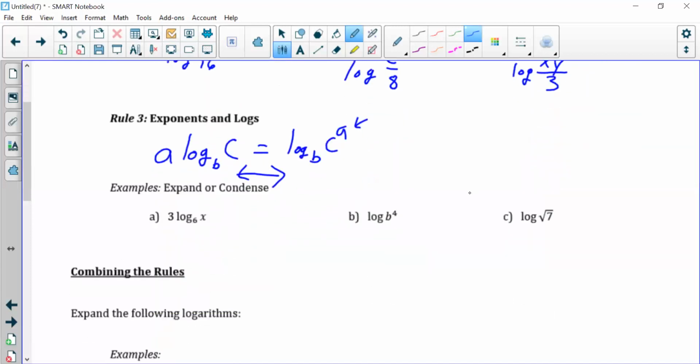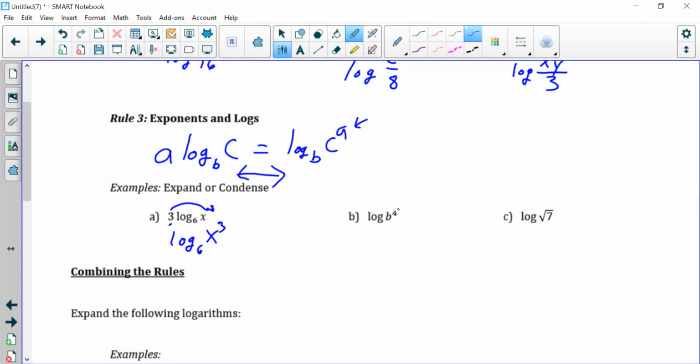All right, so expand or condense. So I want to condense this. I want to get this 3 out from in front. I'm going to put it over here. Remember, this is where my exponent goes. So this is actually going to be the log base 6 of x cubed.